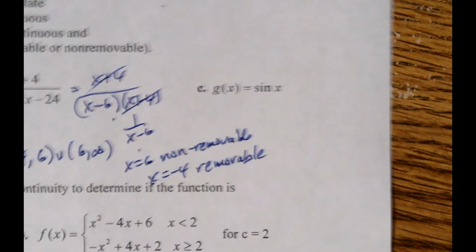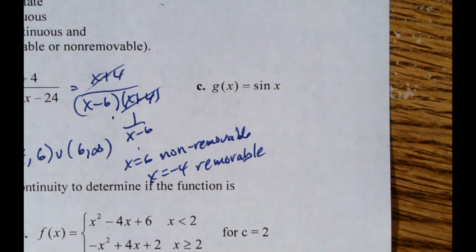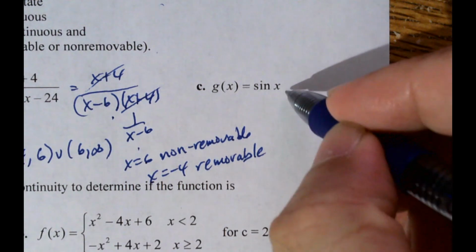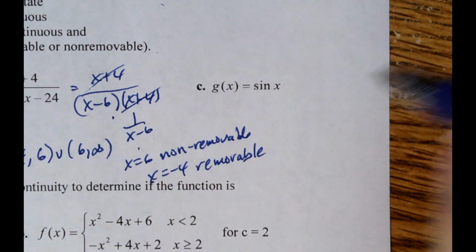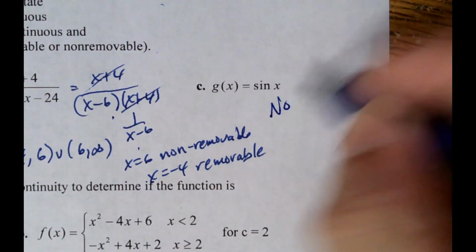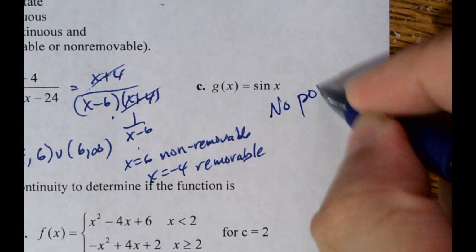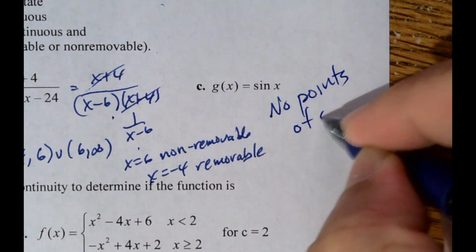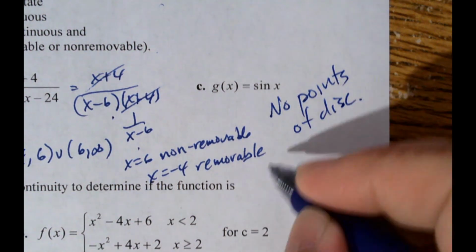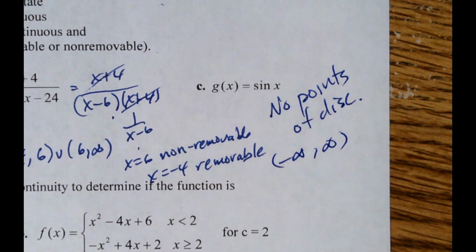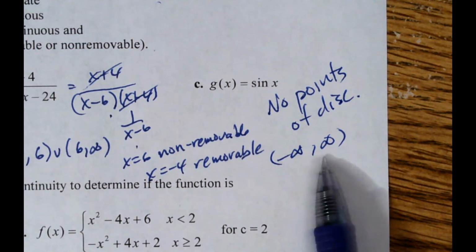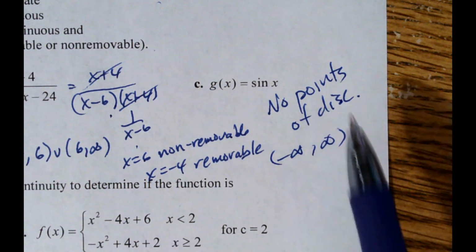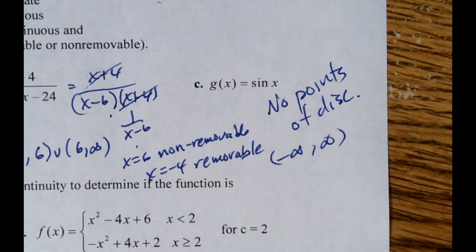Looking at C. Sine is defined for all real numbers, so there are no points of discontinuity. And so it's continuous for all real numbers, right? That's the interval for which it's continuous. There are no points of discontinuity, therefore I don't have to classify anything as removable or non-removable. All right, next one.